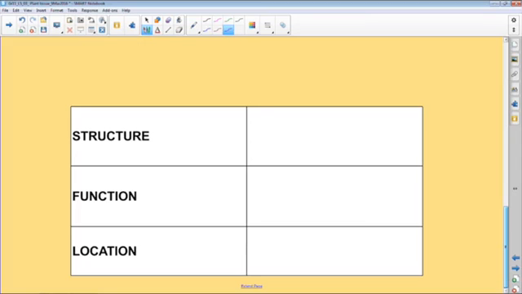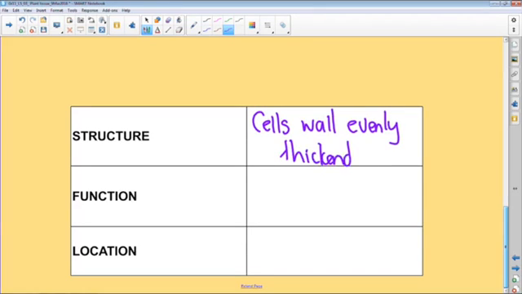Okay, so my sclerenchyma has walls that are thickened all the way. So structure: cell walls, we can say evenly thickened. What is their function? Again, strengthening. It maybe protects the fruit, like the nut does.